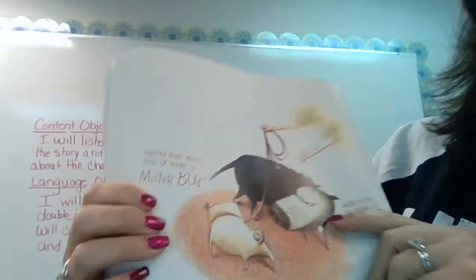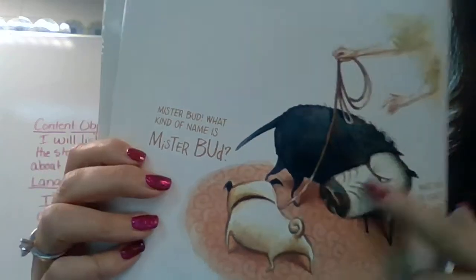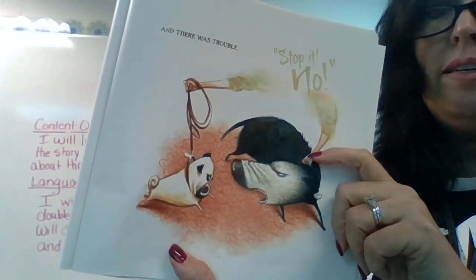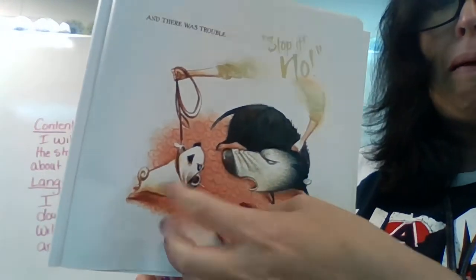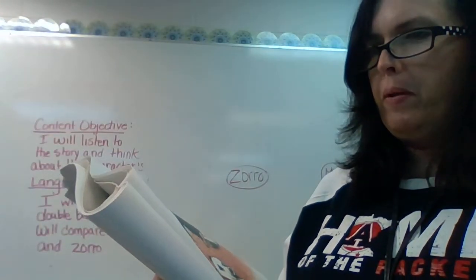He says, what kind of name is Zorro? What kind of name is Mr. Bud? Look at, he's got a cranky look on his face with those wrinkles on his nose. And there was trouble. Stop it! No, they're going at each other. They don't look very happy.